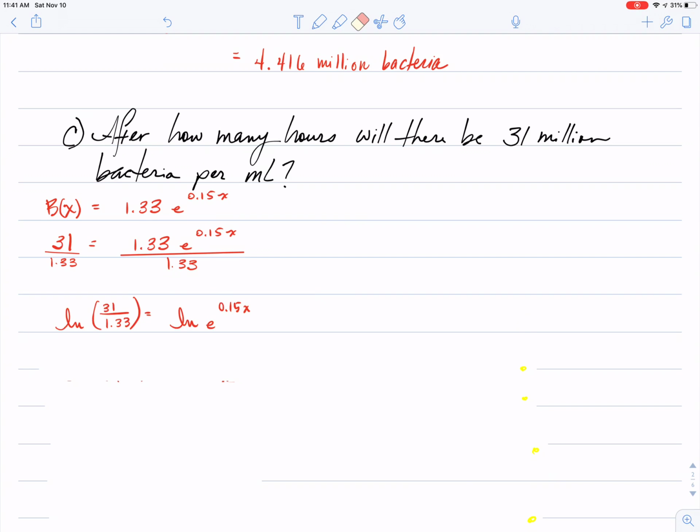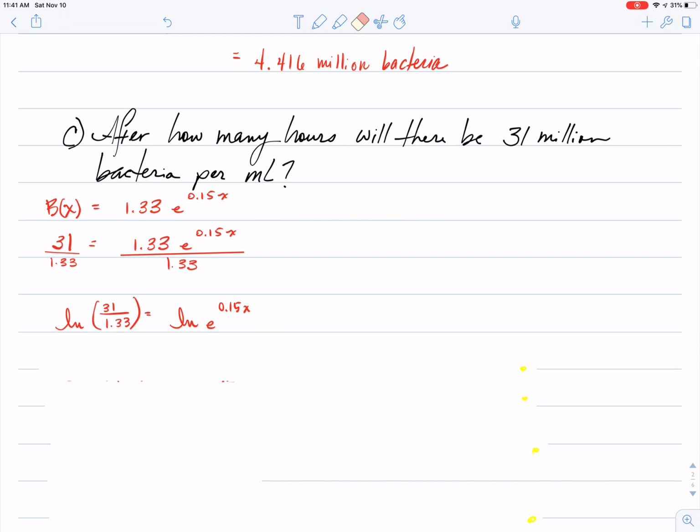Then I want to natural log both sides. Why would I choose the natural log? Remember that natural logs and E's undo each other. Since I have an E in my equation, I want to natural log both sides.